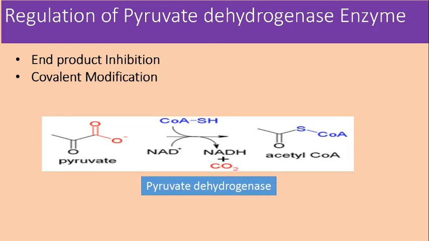So the pyruvate dehydrogenase complex exists in two forms. The dephosphorylated form is the active form, and the phosphorylated form of pyruvate dehydrogenase is the inactive form. All such enzymes exist in two forms, phosphorylated and dephosphorylated, and in only one form will it be active. So this pyruvate dehydrogenase complex is active only in the dephosphorylated form, whereas it is inactive in the phosphorylated form. These forms are regulated by the hormones insulin and glucagon.